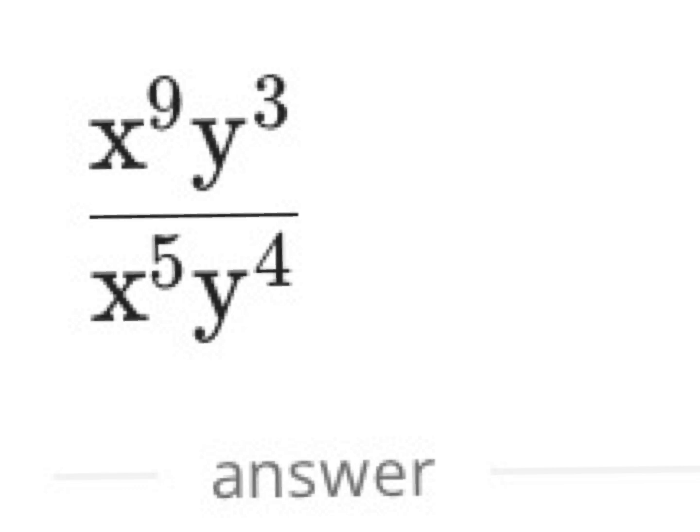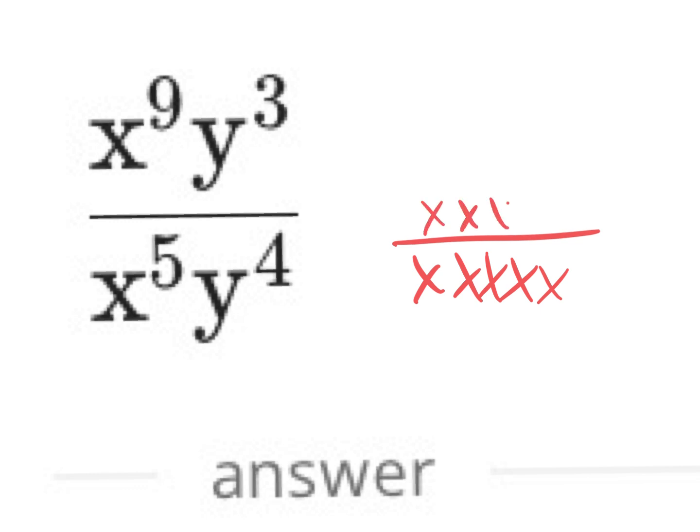So the rule is that whenever you have an x on top and an x on the bottom, they cancel out, right? So in this case, we have x to the 5th power. There are 5 x's on the bottom, and there happen to be 9 x's up on top. So you could write it out and say x, x, x, x, x. That's 5 x's, and then 9 on top. But that would take a really long time.